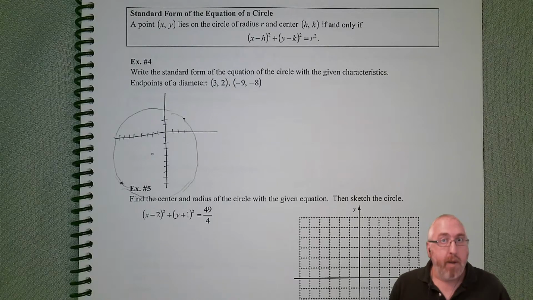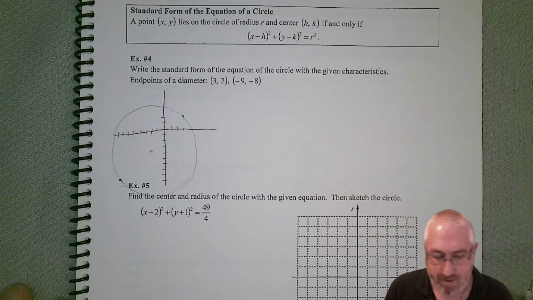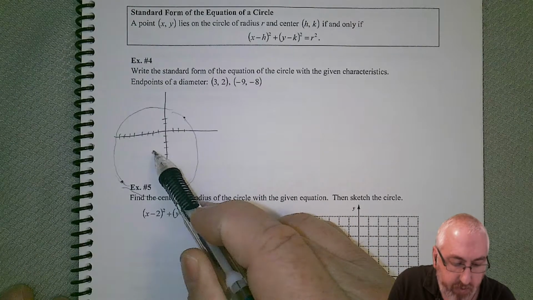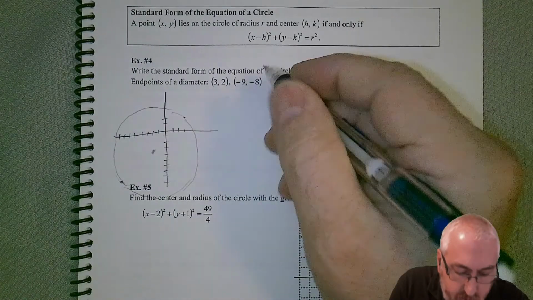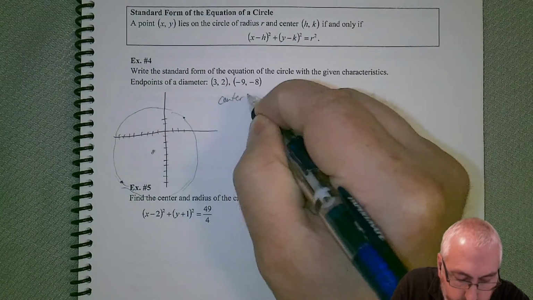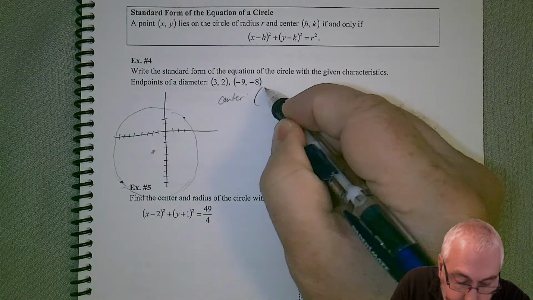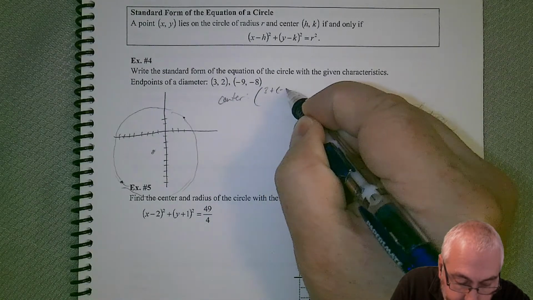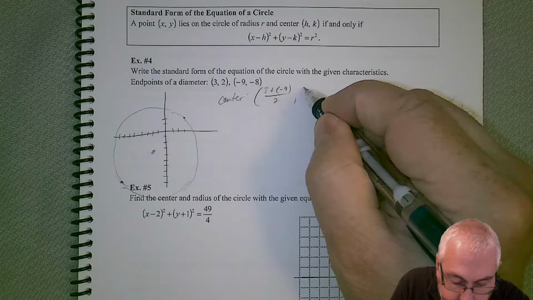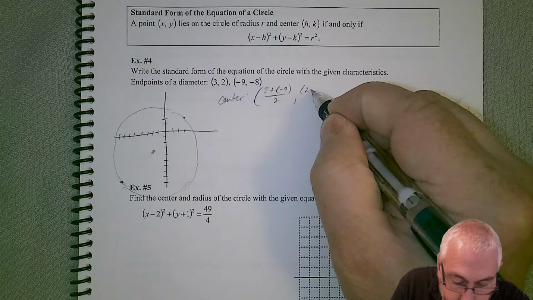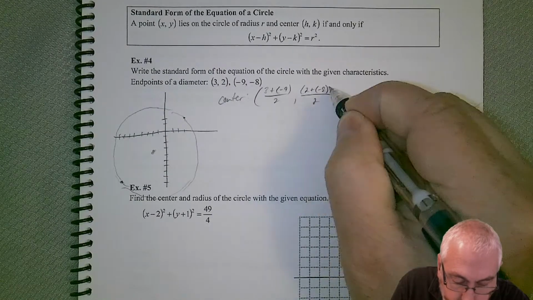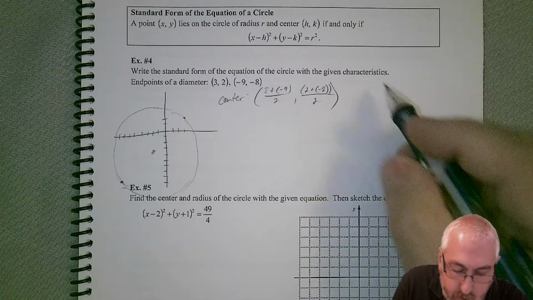Hopefully you're screaming at me, midpoint, midpoint. Because remember, the midpoint should be right where the center of the circle is. So let's find that center. So we'll take 3 plus negative 9 and divide that by 2, and then the 2 and the negative 8 and divide that by 2 as well.